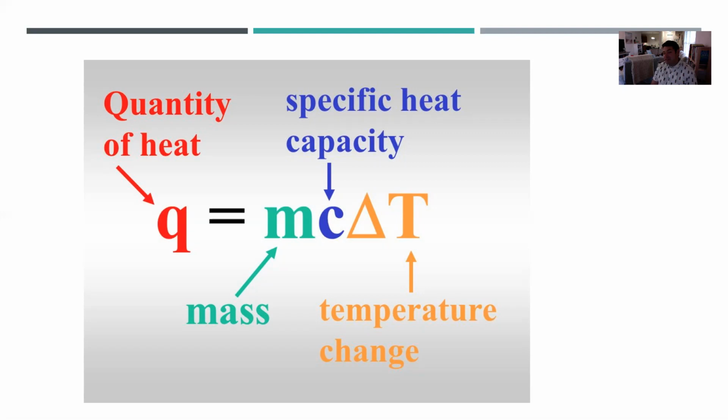And then delta T, that triangle, is our Greek symbol delta. It means change. So it's the temperature change. Delta T is always T final minus T initial. So the final temperature minus the initial temperature. If we increase the temperature, the final temperature will be greater, so delta T will be positive. That means we gained energy, and so now we have a higher temperature.